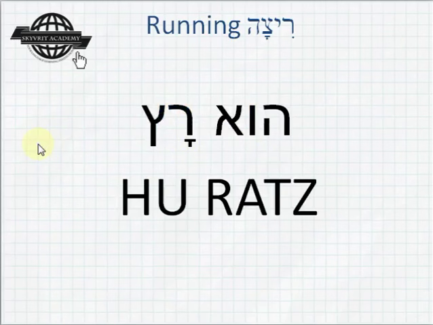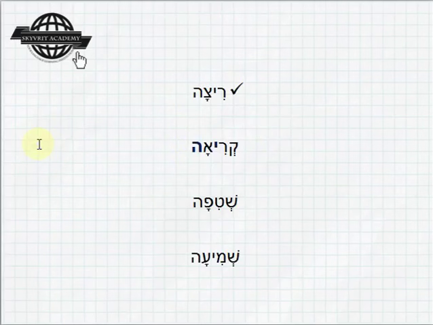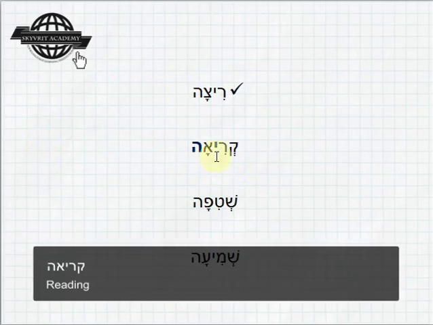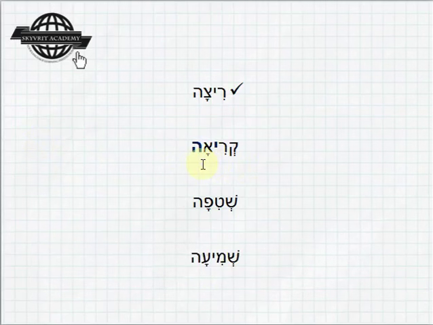Let's continue to the next noun. The next noun is kri'a. Now, what do you think? We can see here the yud. We can see here the hey. Kri'a, by the way, again, means reading. I want to say it as he read, in past tense. So I need to get rid of this yud. I need to get rid of this hey.